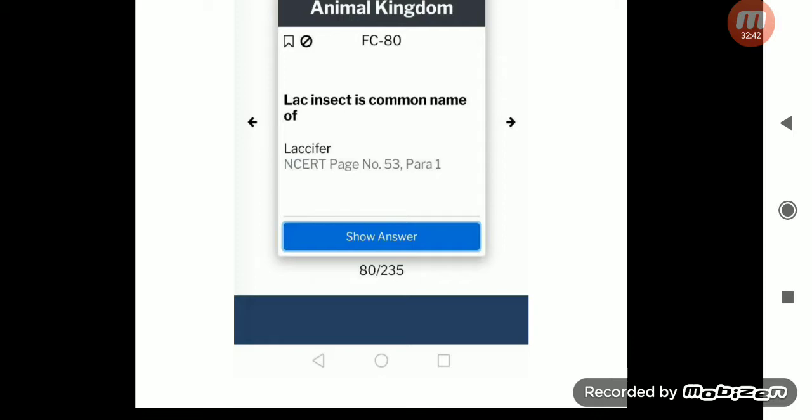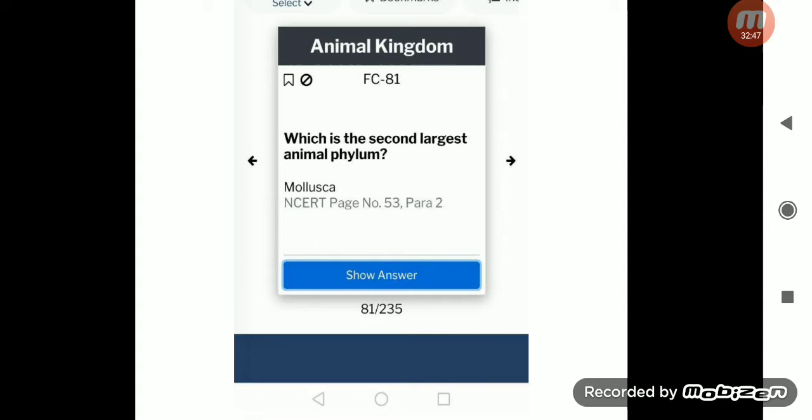Lac insect is the common name of Laccifer. Which is the second largest animal phylum? Mollusca.